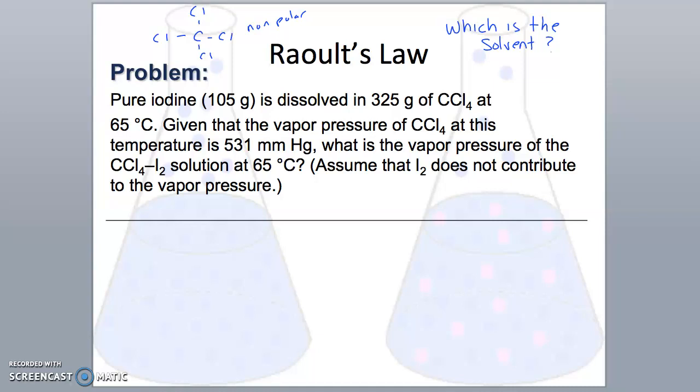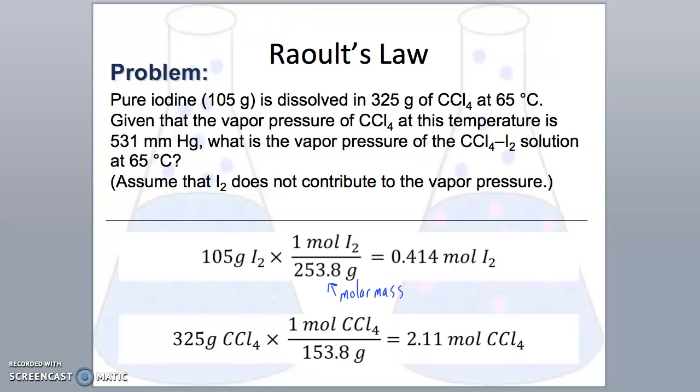We do have the vapor pressure at 531, and then we're going to add the iodine and calculate the vapor pressure. So right away, I'd make a little note to myself: adding a solute is going to lower the vapor pressure, so I should have a lower vapor pressure than the 531. That'll be a good check. We can start out by taking the grams of the iodine and using the molar mass to get the moles. Same thing with the carbon tetrachloride, because to do the mole fraction, we're going to need the moles. That'll be the first step.